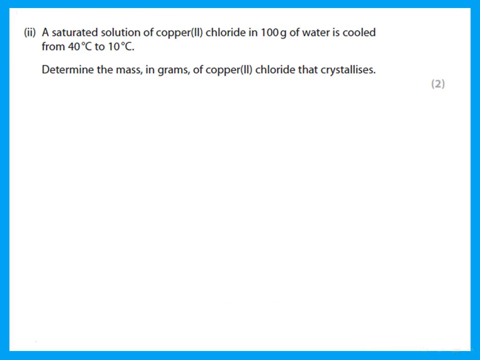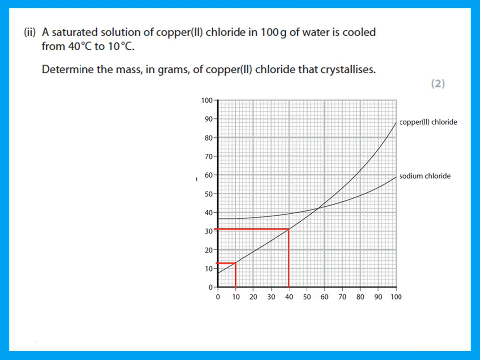Then he says a saturated solution of copper chloride in 100 grams of water is cooled. That was the graph for saturation in 100 grams of water. Now, if he's changing from 40 to 10, that means that instead of having 31 grams dissolved in the 100 grams of water, he will have only 13 grams dissolved.